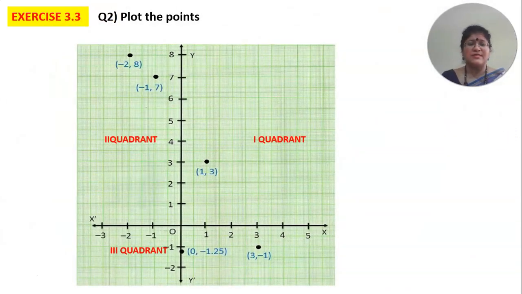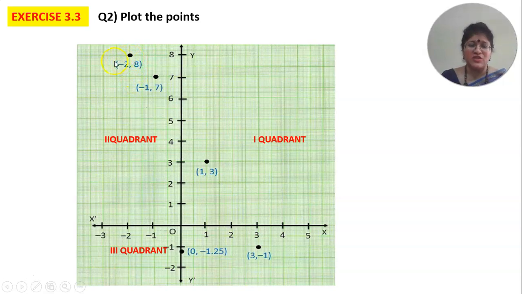Now, exercise 3.3 is based on plotting the points. You would not get to plot the points in your forthcoming paper. But the points are plotted out here just to show you how to do it. Now -2, 8 lies in the second quadrant. So -2 and 8, this is the position of the point.